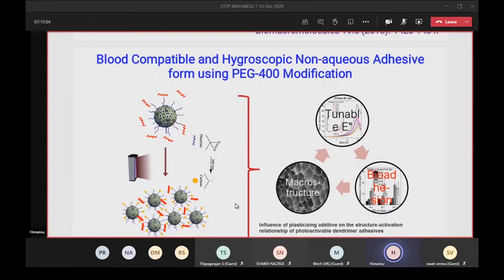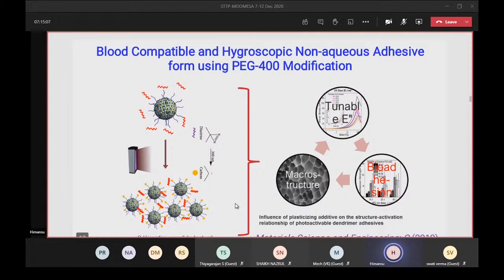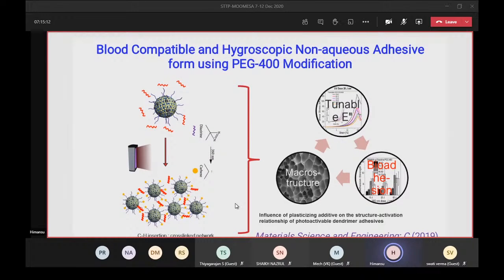So what we did was a biocompatible and hygroscopic modification. This is called PEG. Polyethylene glycol is widely used in tissue engineering and other biological applications. So we started working on PEG 400, polyethylene glycol 400, which could absorb a lot of water. PEG 400 is not only hygroscopic, but also has a lot of good properties. For example, it could also avoid platelet adhesion and activation.